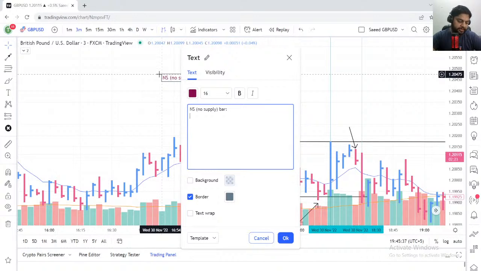So first of all, no supply bar. What are the characteristics of a no supply bar? First of all, it will be a bearish bar. The volume will be very low. It appears on a support level, and it comes after a strong bull move, or a strong up move. The volume is small, it's a bearish bar, and the size of the bar will be very small.